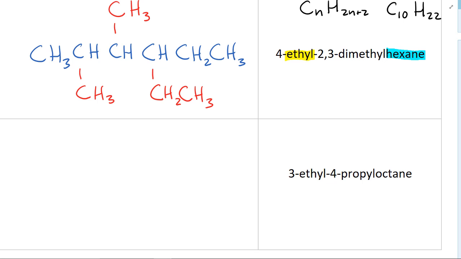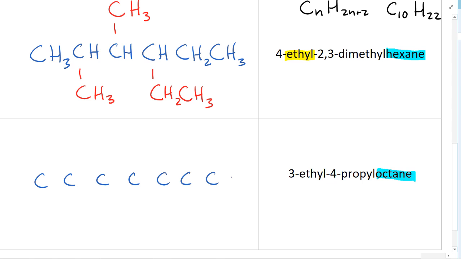Let's go through these. First of all, the parent chain is going to have how many carbons? 8. So we write them in. 1, 2, 3, 4, 5, 6, 7, 8. How many branches are there going to be? 2. One of those branches is going to have how many carbons? 2. The other is going to have 3.